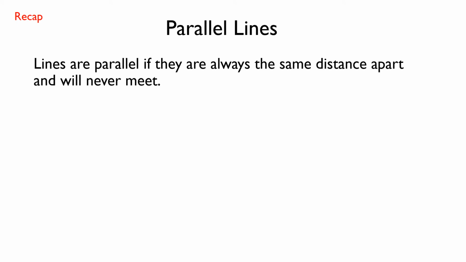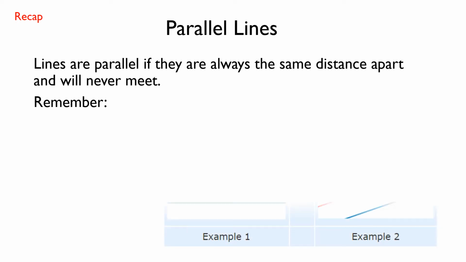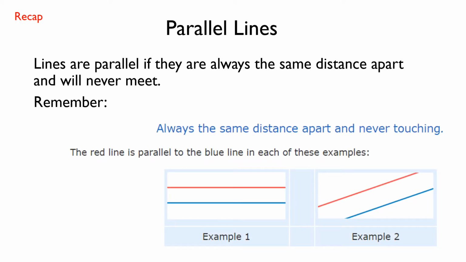So before we move on, let's have a quick recap about parallel lines. Lines are parallel if they are always the same distance apart and will never meet. So to recap that, they are always the same distance apart and they are never touching. These two diagrams show two lines that are running parallel to each other. The red line is parallel to the blue line in both of these examples.